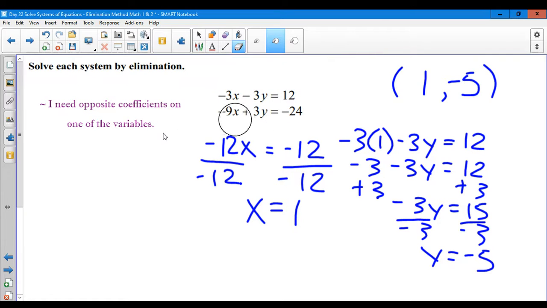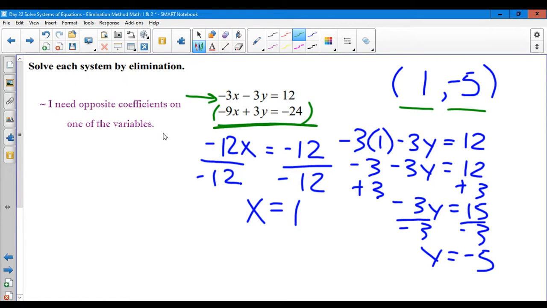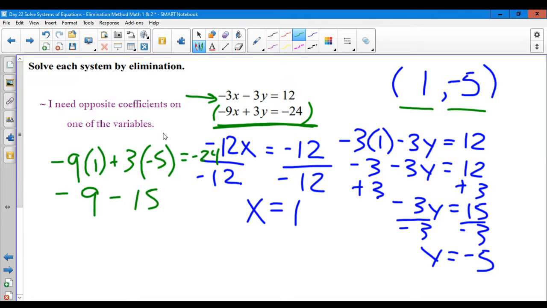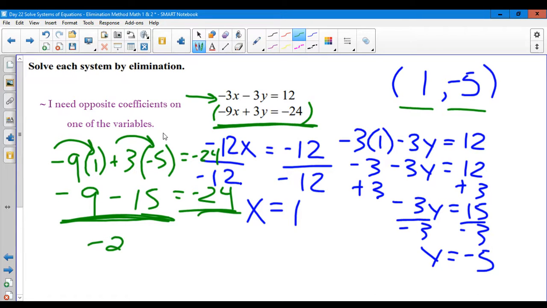That point should work in both equations. I want to check that just to be super thorough. I just used this equation to determine my -5, but 1 and -5 should work in this equation as well. So I just want to check that. I'm going to put 1 in for x, 3 in for y. Excuse me, -5 in for y. And that'll equal -24. -9 minus 15. -9 minus 15 does equal -24.